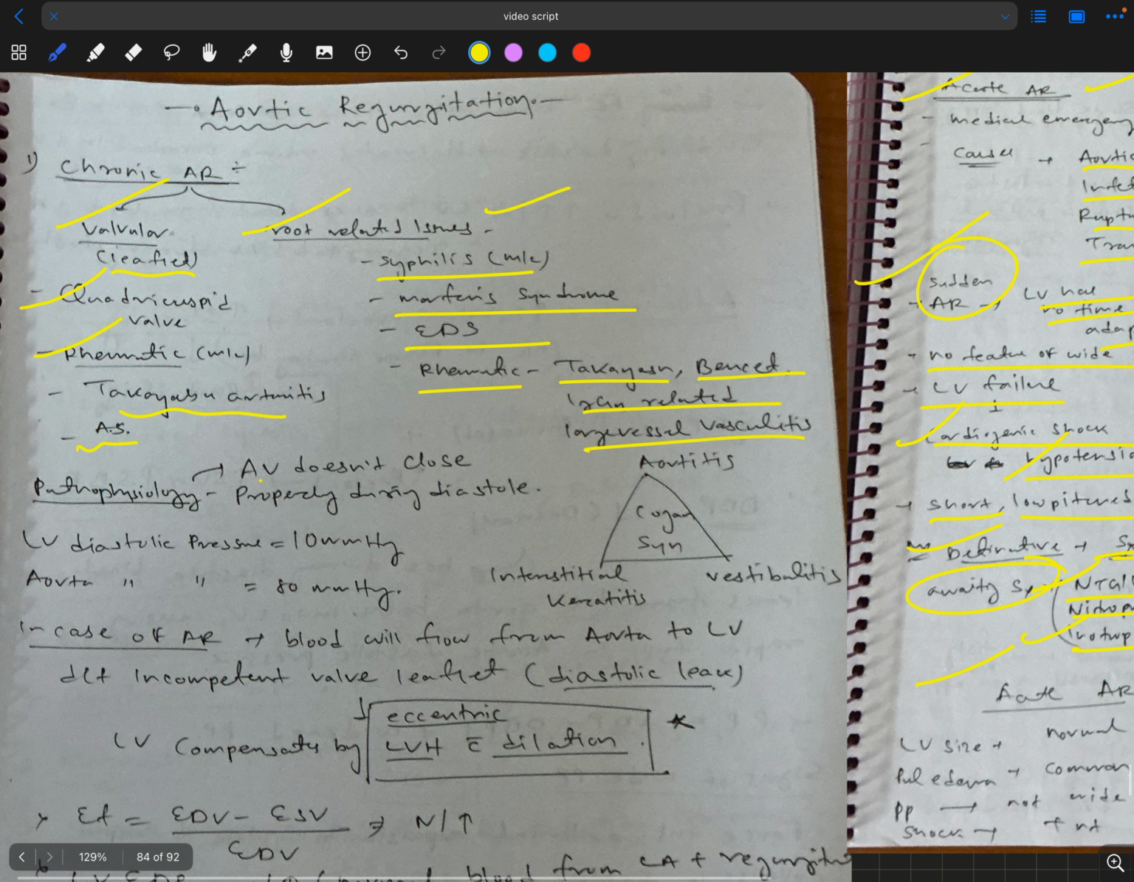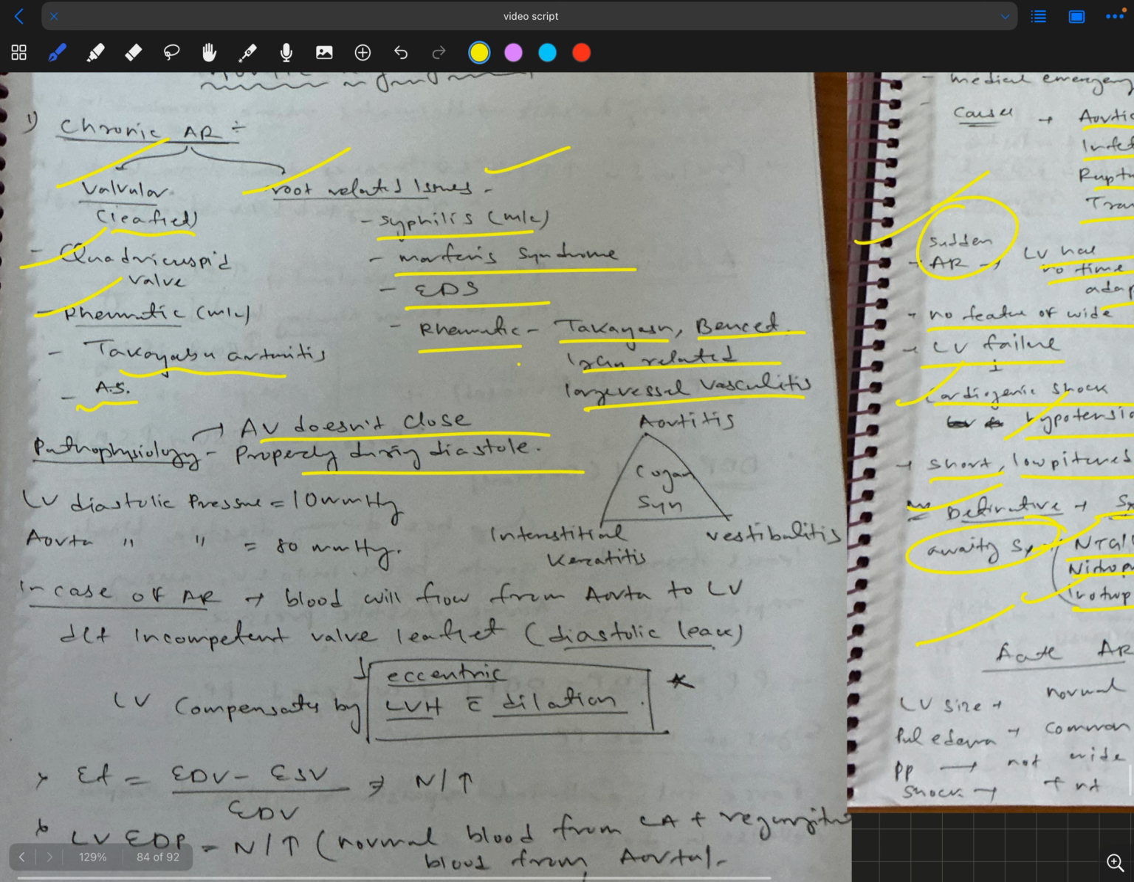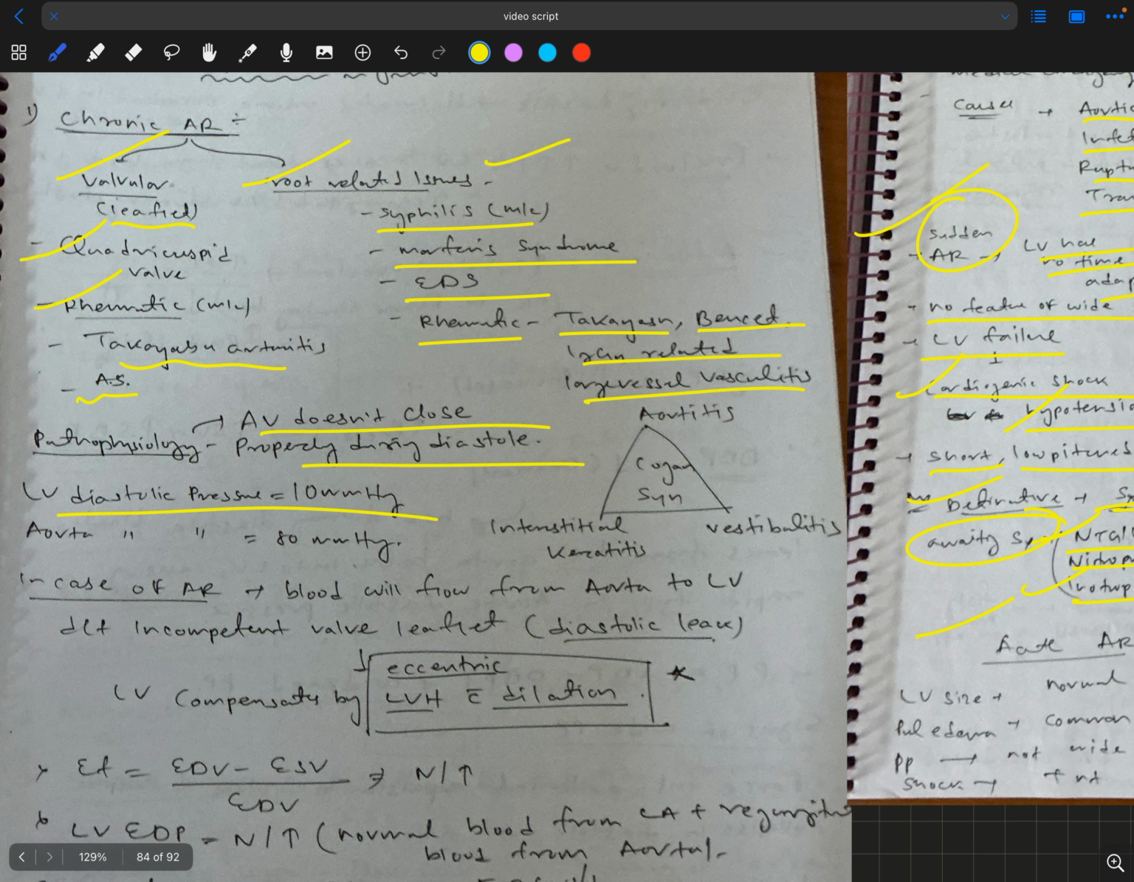So, pathophysiology: the aortic valve doesn't close properly during diastole. I told you the left ventricular diastolic pressure is less than the aortic pressure, which is 10 mm of Hg, and aortic pressure is 80 mm of Hg. So there will be backflow of blood from the aorta into the left ventricle.